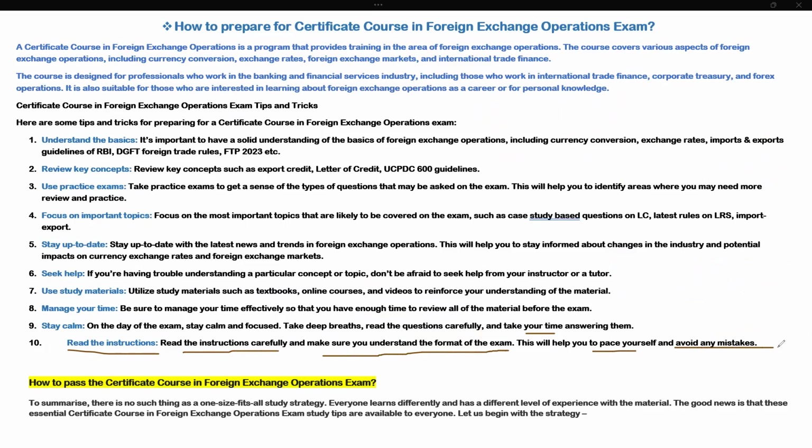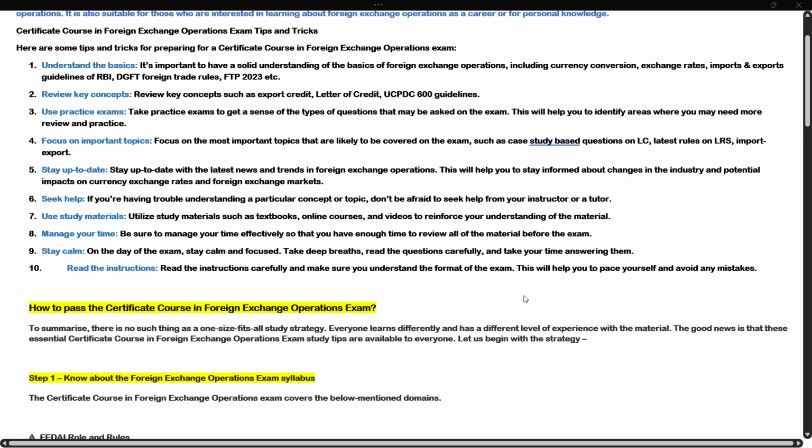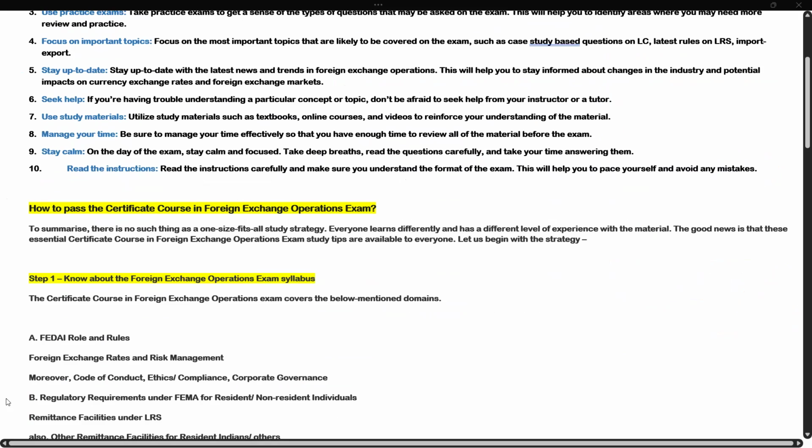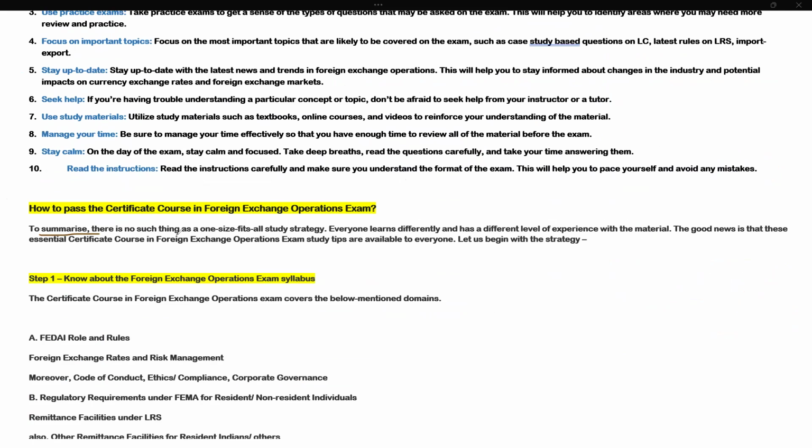So next is how to pass. To summarize, there is no such thing as a one size fits all study strategy. Everyone has a different learning ability and a different level of experience.